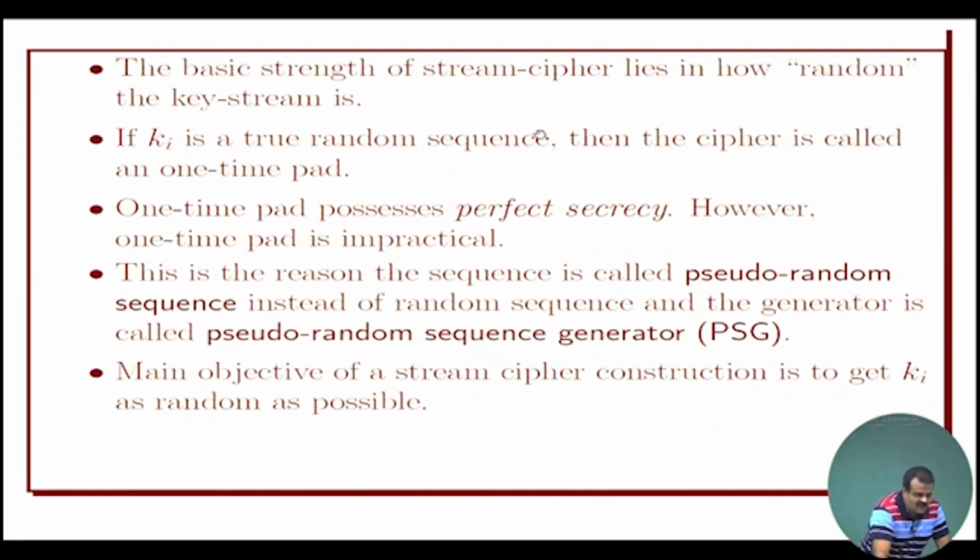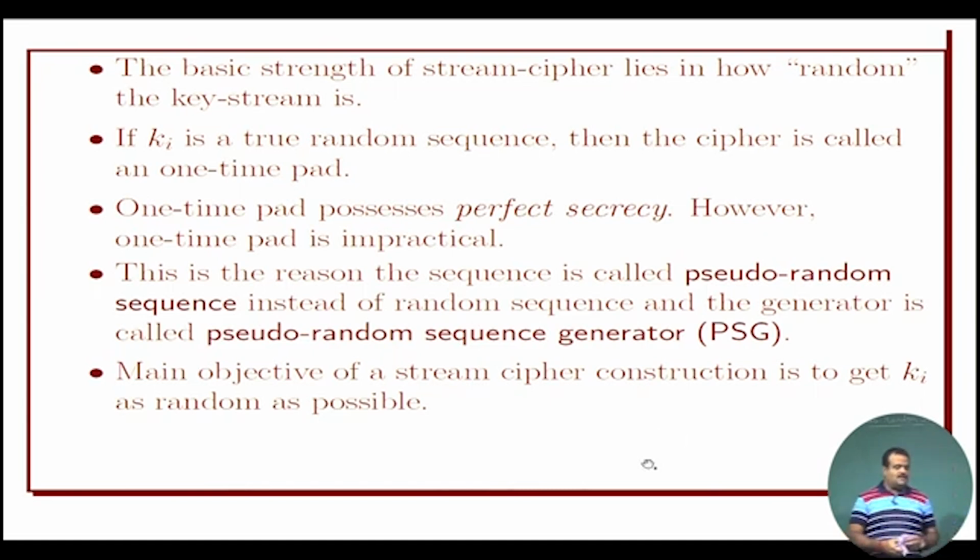Okay, so the basic strength of the stream cipher lies in how random the keystream is, because we know that the keystream cannot be a truly random sequence. So, now the question is how random this is. If Ki is a truly random sequence, then the cipher is called one time pad, which possesses Shannon's notion of perfect secrecy. However, one time pad is impractical to have in practice. So, this is the reason we call this sequence a pseudo random sequence instead of a truly random sequence, and the keystream generator which gives this sequence is called a pseudo random sequence generator.